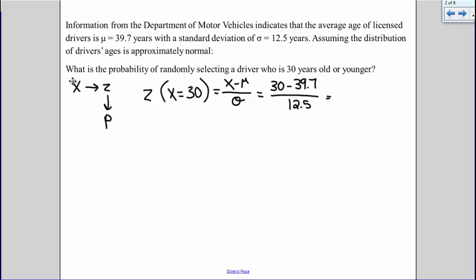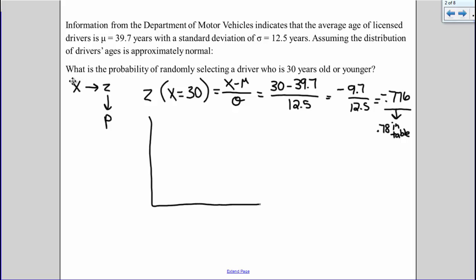So 30 minus 39.7 gives you negative 9.7. Divide that by 12.5, and you end up with a z-score of negative 0.776. Now remember, there are no negative values in the table, and the table only has z-scores rounded to the hundredths place. So we are going to be looking for 0.78 in the unit normal table. And before we look in the table, we need to determine what section of this distribution we are actually looking in. So I'm going to draw my distribution.